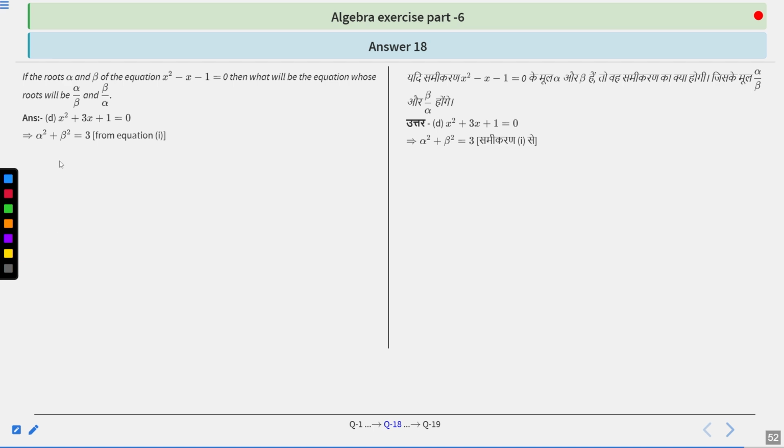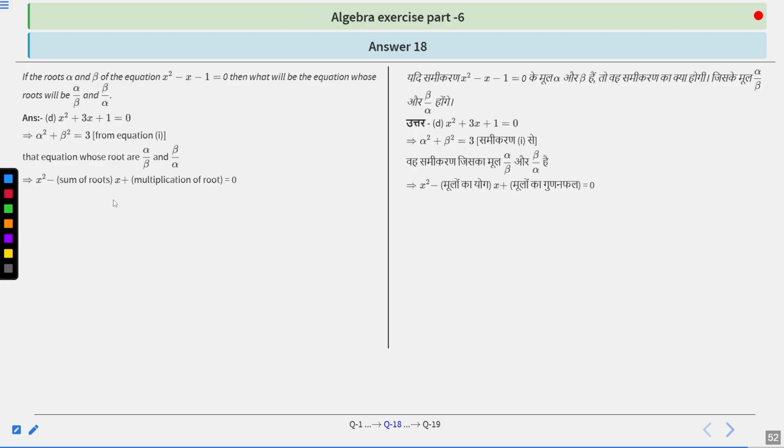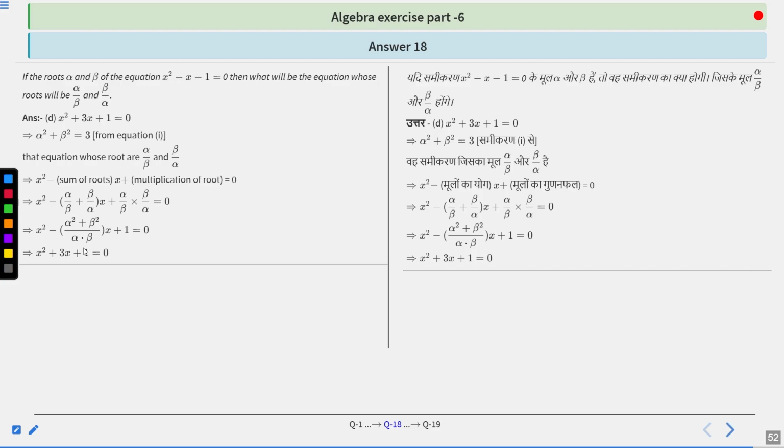We get the equation whose roots are alpha upon beta and beta upon alpha is going to be x square minus sum of roots into x plus multiplication of roots equal to 0. Therefore, x square minus sum of roots, which is alpha upon beta plus beta upon alpha, into x plus multiplication of roots, which is alpha upon beta into beta upon alpha, equal to 0. Therefore, x square minus alpha upon beta plus beta upon alpha, which is alpha square plus beta square upon alpha beta. And this thing, alpha upon beta into beta upon alpha, is going to be 1, because alpha will cancel out alpha and beta will cancel out beta. That is equal to 0.